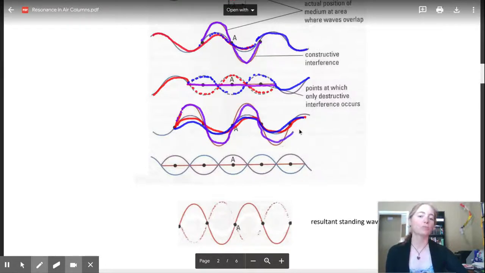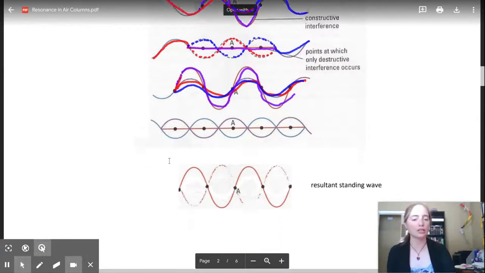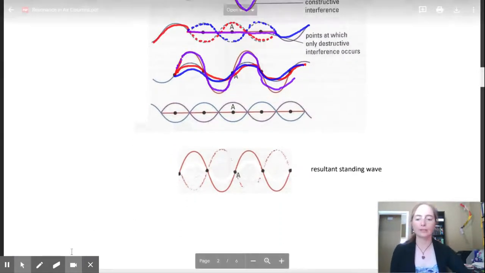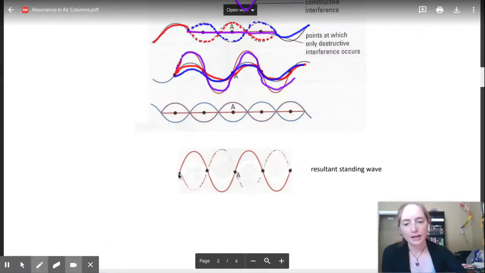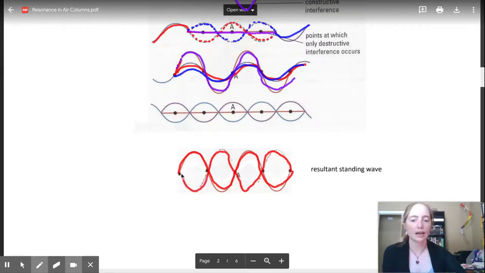So the process continues as these two waves continue to move back and forth across each other. In the end, we're going to wind up with a resultant looking like this. We're going to have a wave that looks like one half like this, where we have constructive interference. And then the wave will oscillate back like this, at its constructive interference, like that.